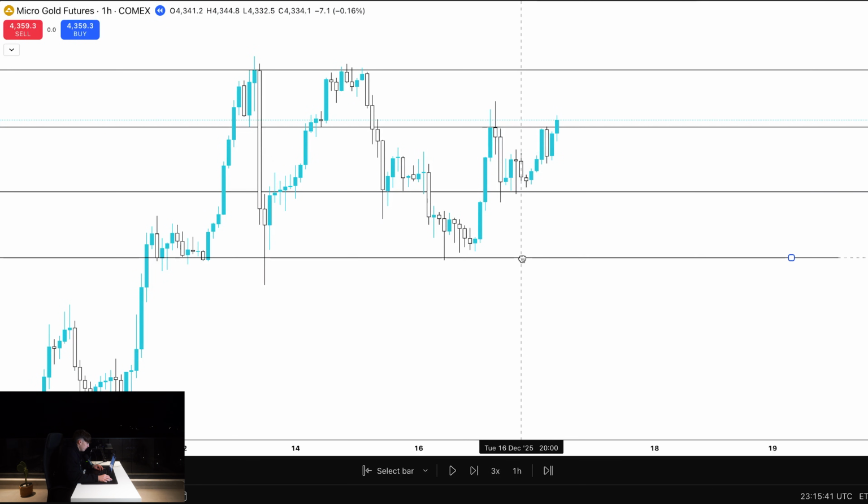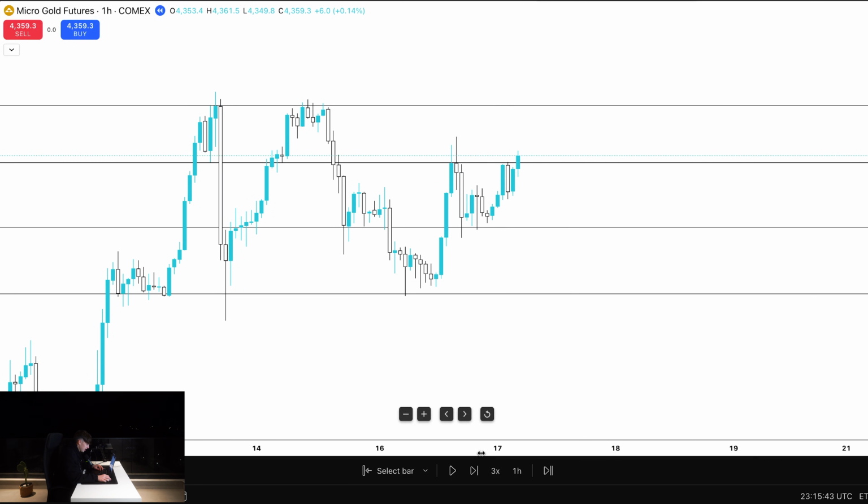Now let's see how these actually play out and whether or not we can get an entry. So we'll click through here. And essentially now we're waiting for that pullback. And look, now what's happened here is we have had the pullback, which is absolutely perfect.